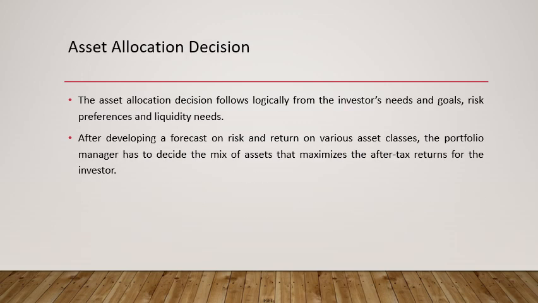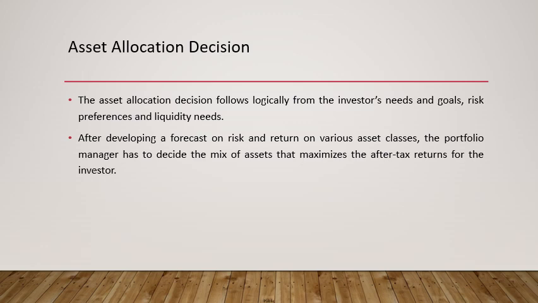The next part is your asset allocation decision, how you allocate your assets. Asset allocation decision follows logically from the investor's needs and goals, risk preferences and liquidity needs. After developing a forecast on risk and return of various asset classes, the portfolio manager has to decide the mix of assets that maximizes the after-tax return. So you have to take into consideration various aspects of risk and return. And once you have taken that into consideration, you will create the portfolio.